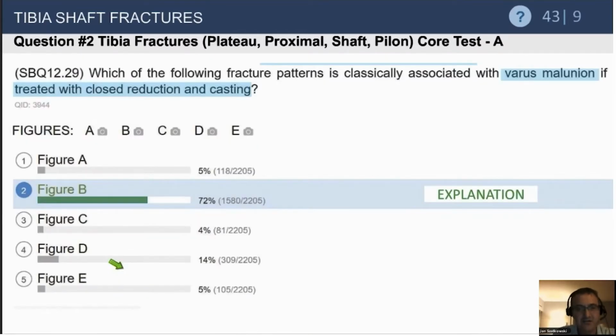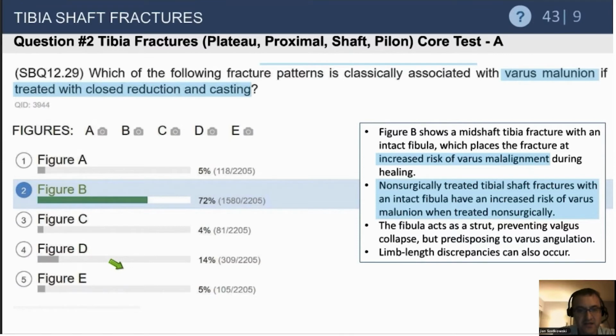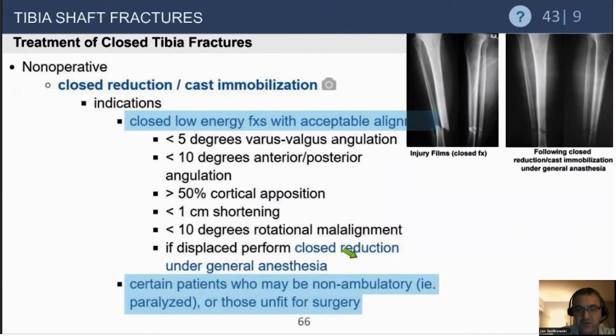So what's the answer here? Well, the answer is going to be figure B. Figure B showed a fracture of the tibial shaft with an intact fibula. So if you have an intact fibula, there's going to be an increase of malalignment during healing when treated closed. Non-surgically treated tibial shaft fractures have a risk of varus malunion, and that's because the fibula acts as a strut, and that prevents valgus collapse, predisposing to varus angulation here. So that's kind of important to know, especially when you're treating with closed reduction and casting for these fractures, which is a viable treatment option.